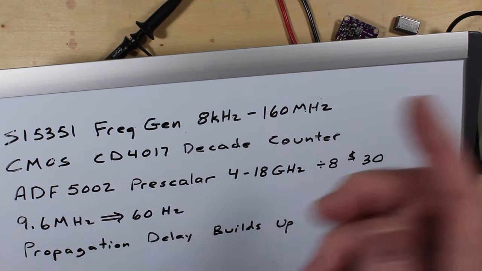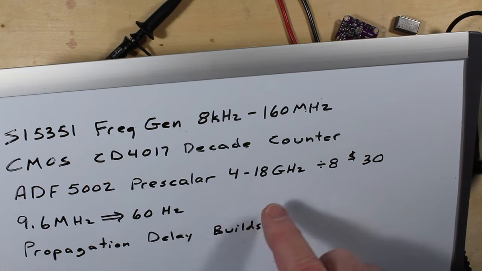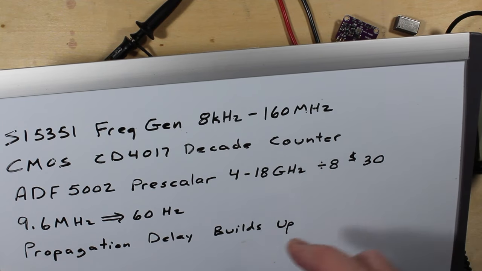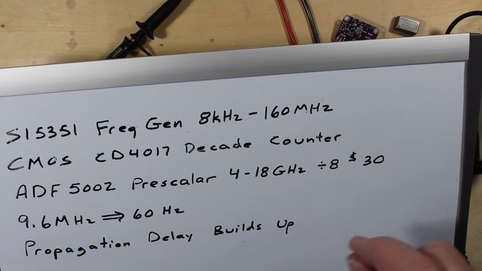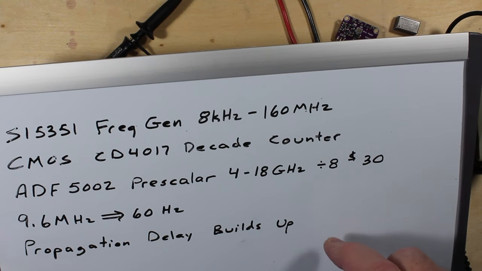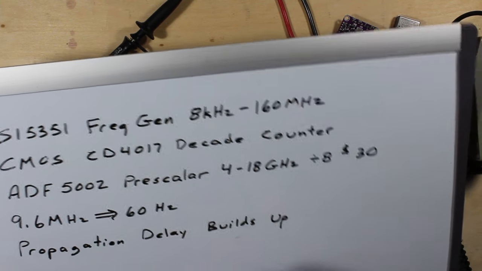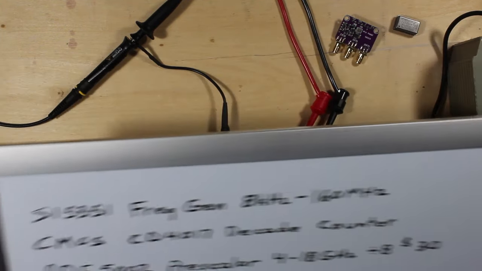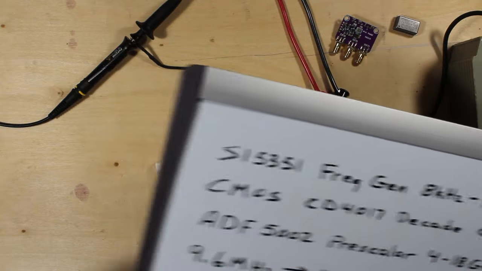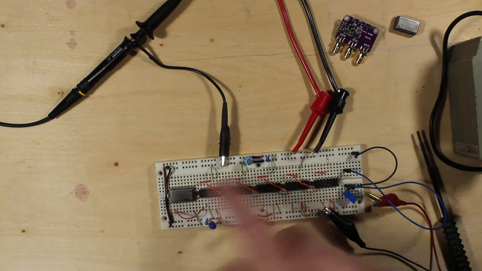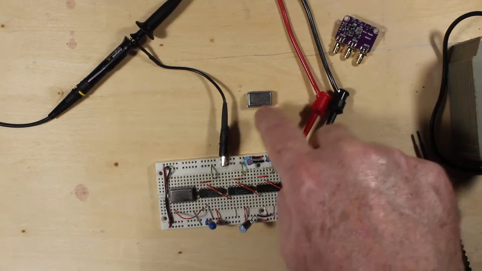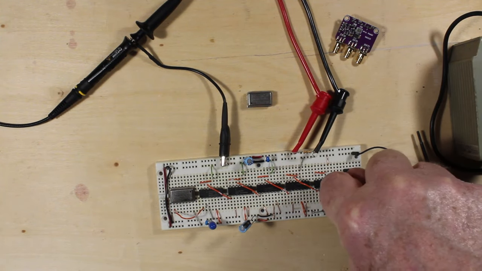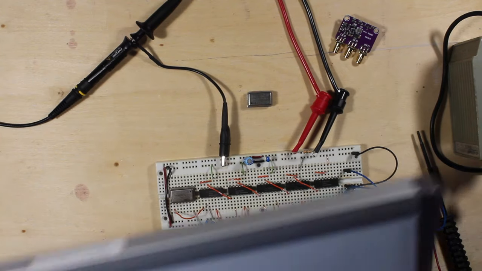Here's one chip of many that's a prescaler, works between 4 and 18 gigahertz, divides by 8. The chip costs about $30. It's really tiny, so yeah, you've got to mount the thing. But it's amazing. The frequency division is used all over the place. The 9.6 megahertz down to 60 hertz: if I took this 16 megs out and plugged this little module right there in, which is a 9.6 megahertz, I get 60 cycles per second at the end here. Instead of the 100, I get 60 hertz.